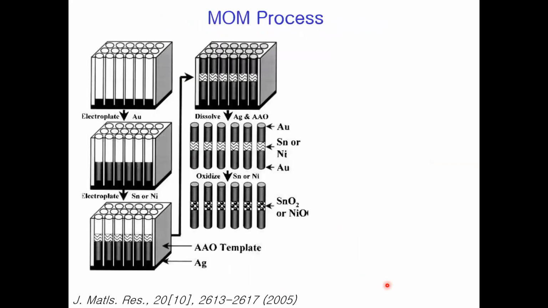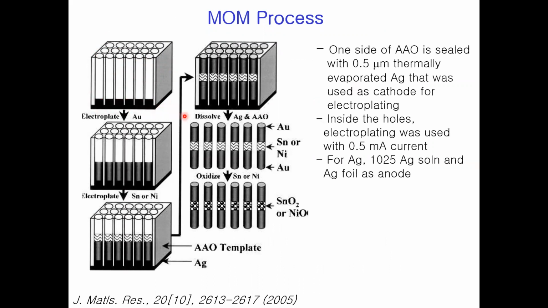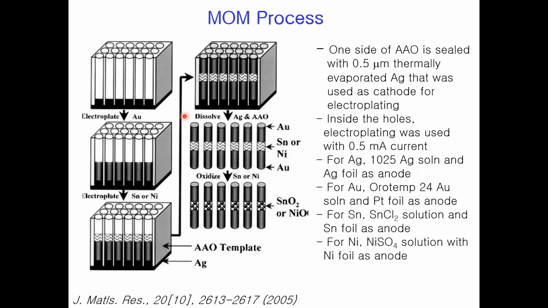So the next process I'm going to talk about is bond metal oxide metal. So you start with an anodized aluminum and a hollow tube. Okay, so one side of the tube you actually plug it with silver deposited by electroplating. And I've given you conditions of electroplating of silver and gold and tin and nickel and so on. So what you do is put electroplated silver here and plug one side of the tube. And then you electroplate gold. So on top of that silver, you grow gold into each of these hollow tubes.